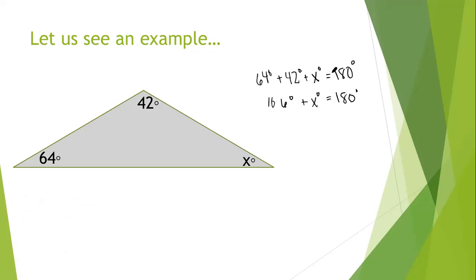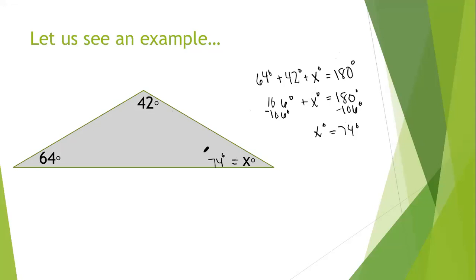So I'm just doing it the algebraic way, but to just think about it, well, 64 plus 42 is 106. To figure out what this other one is, I will subtract it from 180 to figure out the missing angle. So if I subtract 106 from 180, that will give me 74 degrees. So that means my missing angle is 74 degrees.